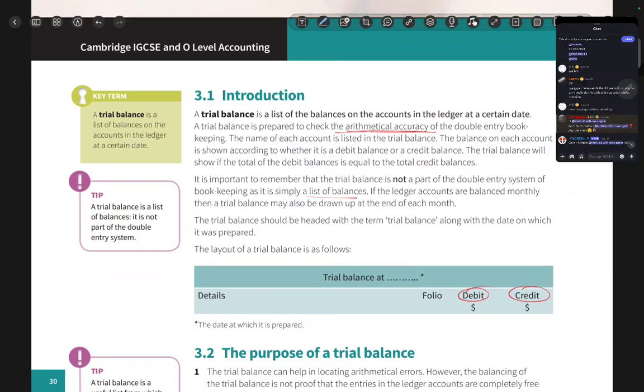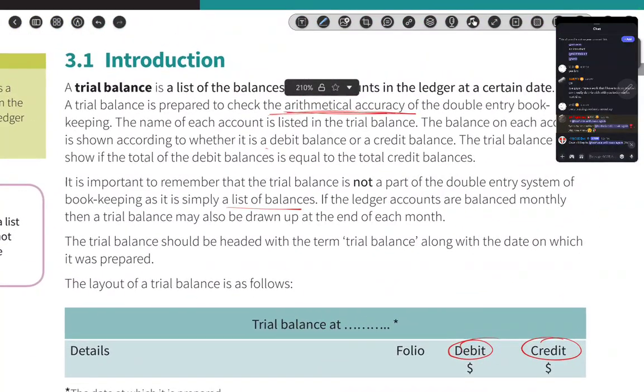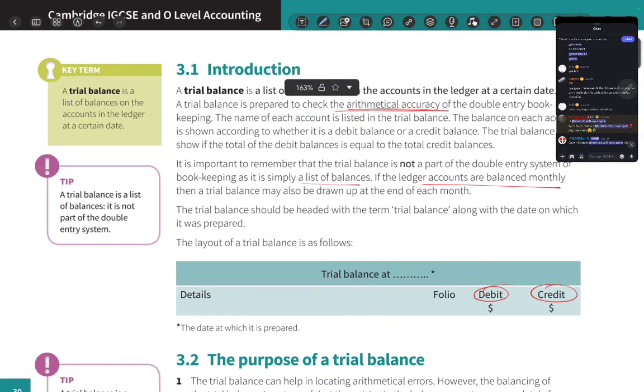Okay. If the ledgers are balanced monthly, then a trial balance may also be drawn at the end of each month. What do we know from this? We know that you can only make the trial balance when your accounts are balanced. Okay. A trial balance is a list of balances. It is not part of the double entry system.